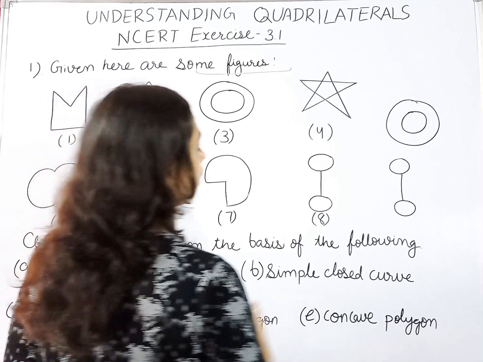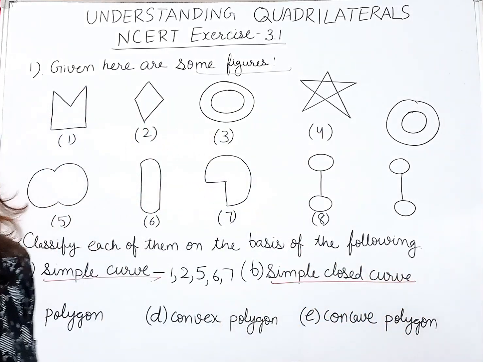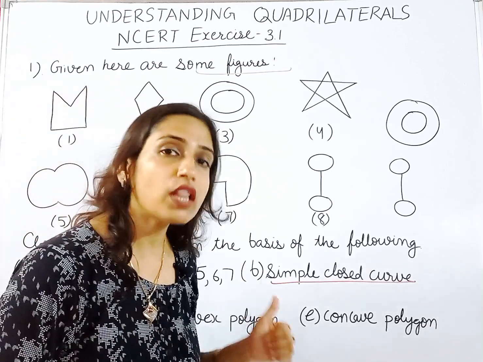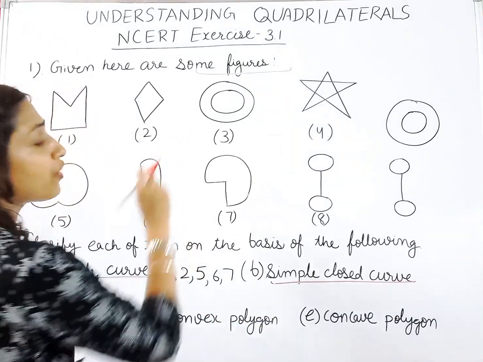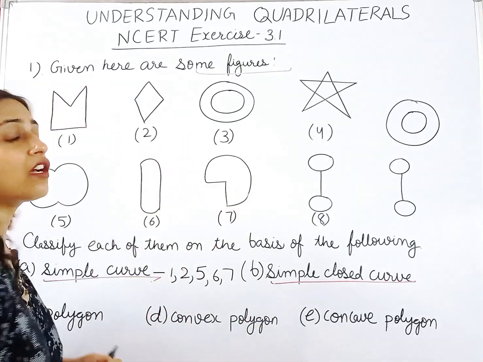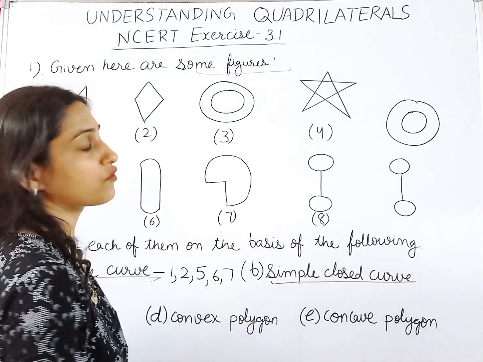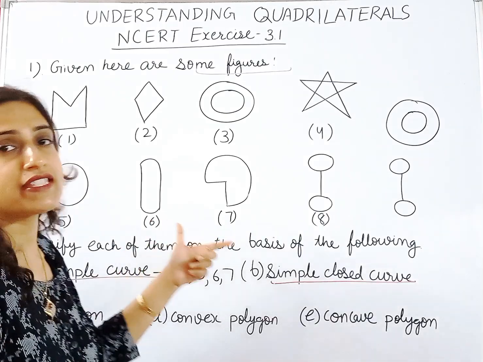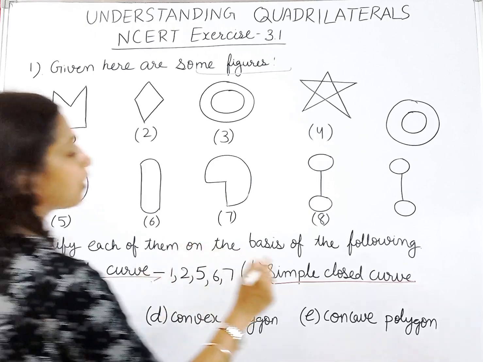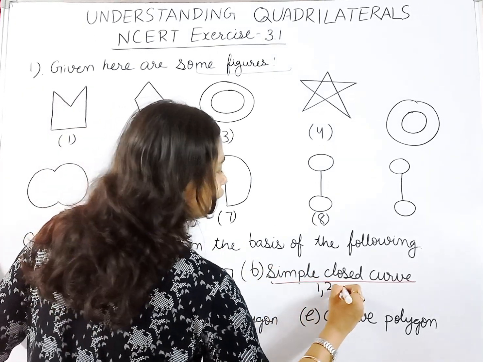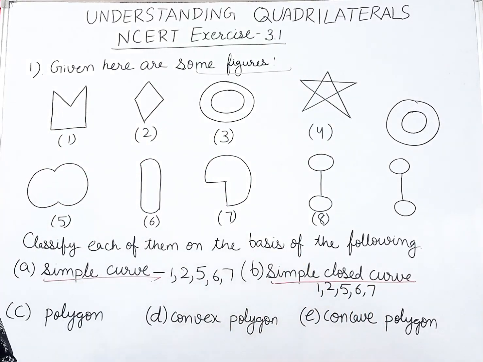Next is simple closed curves. What are simple closed curves? The curves whose ends are not open, so all the ends are closed. Those figures are closed curves. All the figures given to us are closed figures. So the simple curves are the simple closed curves because no curve has any open end. That means all of 1, 2, 5, 6, 7 are simple closed curves.